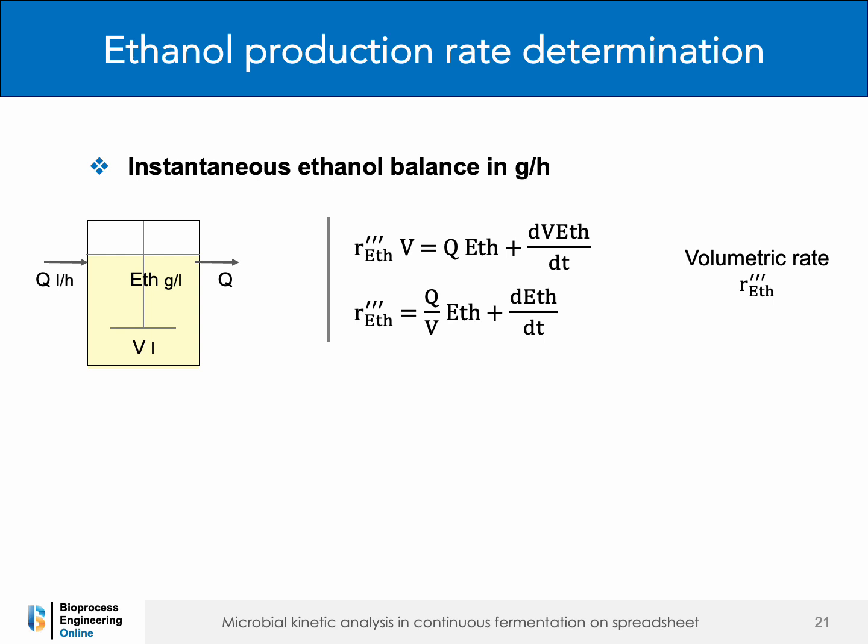Similarly, for the excreted ethanol metabolite, the instantaneous balance in gram ethanol per hour is expressed as production rate, Re triple prime V, equals outlet rate, Qe, plus variation rate, V de over dt. Thus, the volumetric ethanol production rate, Re triple prime, is calculated as Re triple prime equals Q over V e plus de over dt, and the specific ethanol production rate, Q-eth, in gram ethanol per gram X per hour, is then calculated by dividing the volumetric rate, Re triple prime, by the cell biomass concentration X.